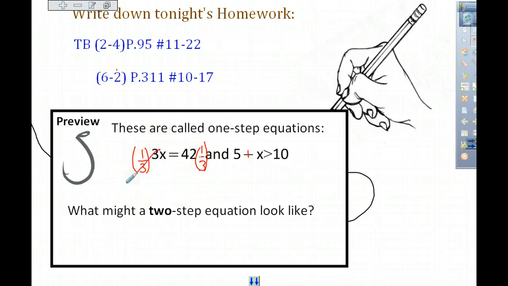And we say, okay, this cancels, and we get x equals 3 goes with the 42, 14 times. And that's a one-step equation. That's what you did last night. And you also did this before, where you just had to subtract 5 on both sides.